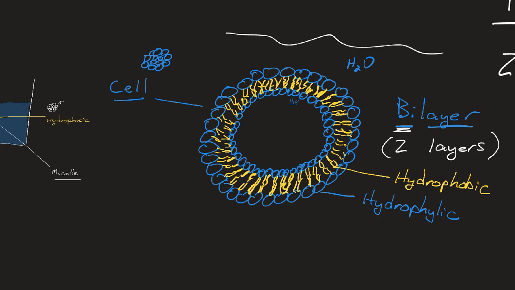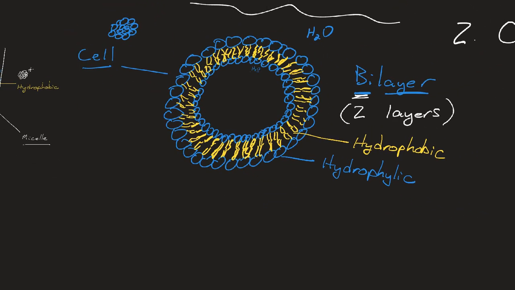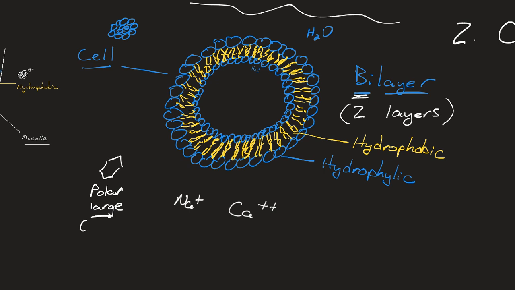All right. So, what's the problem here? Well, let's think about it. The water has a bunch of stuff that's dissolved in it. There's some sodium ion. There's some calcium ion. There's some glucose out here. Glucose is polar and large. By now, you should know that hexagon is glucose, but I'll go ahead and put GLU for glucose.